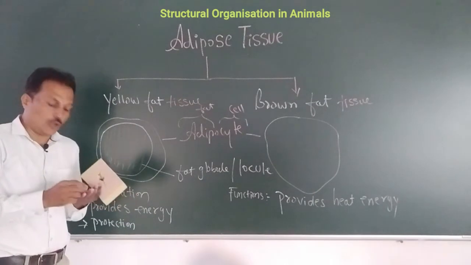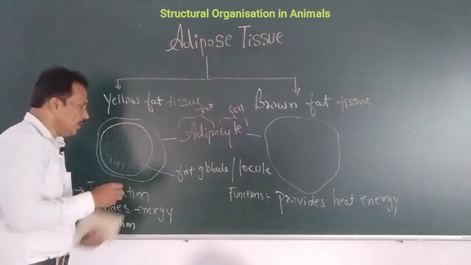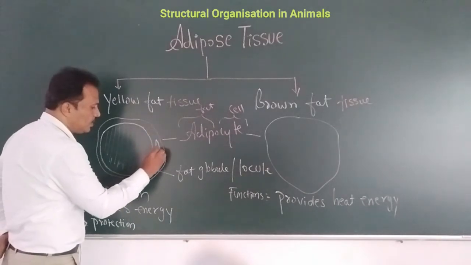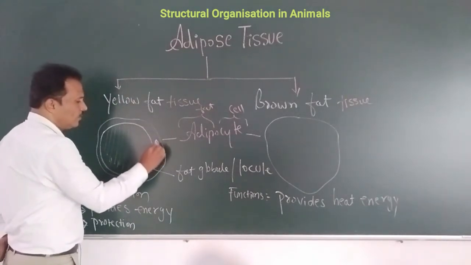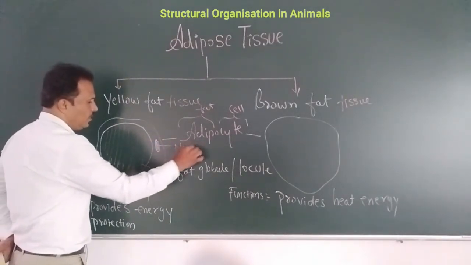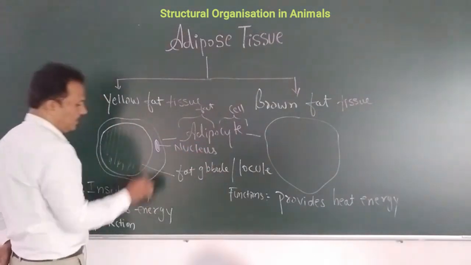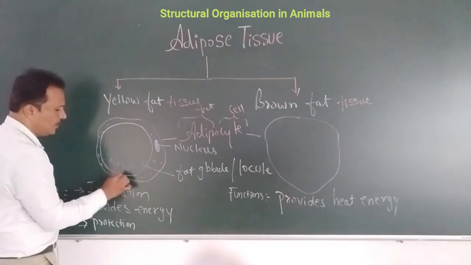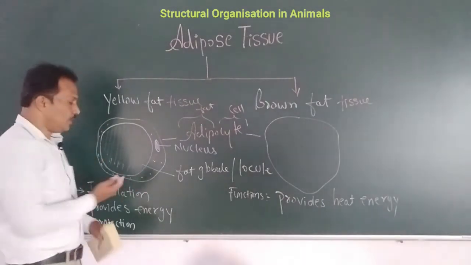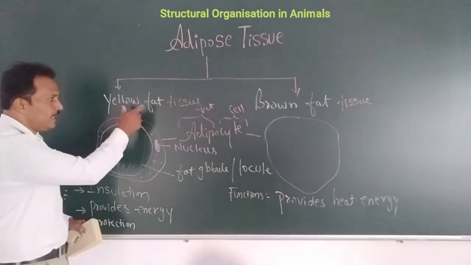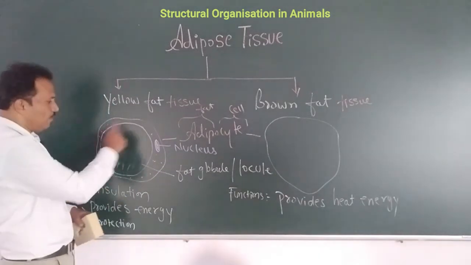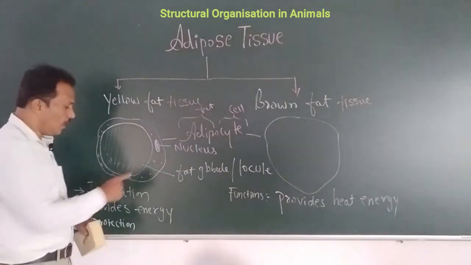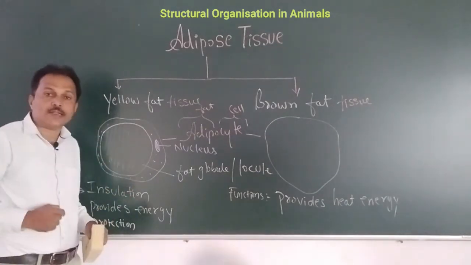Surrounding this fat globule or locule, you will find the nucleus. This is the nucleus of the cell. And here you will find the cytoplasm and other organelles of the cell. So this is the adipocyte of yellow fat with one large, big fat globule, or fat locule, present inside it.